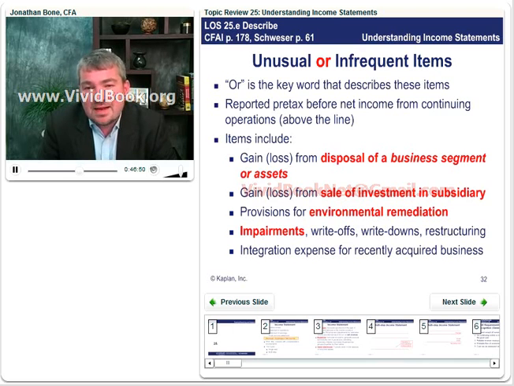Now, of course, if your inventory has become completely obsolete and you're not going to be able to sell it, you're going to have to write it off. Because you're not going to be able to sell it, it's no longer an asset. It's not going to generate any future inflows of benefit. So you have to eliminate it from the balance sheet and put it through the income statement as an expense.